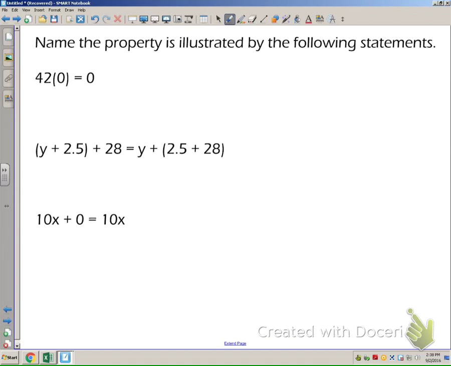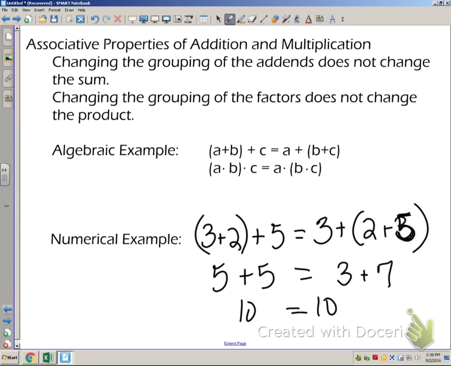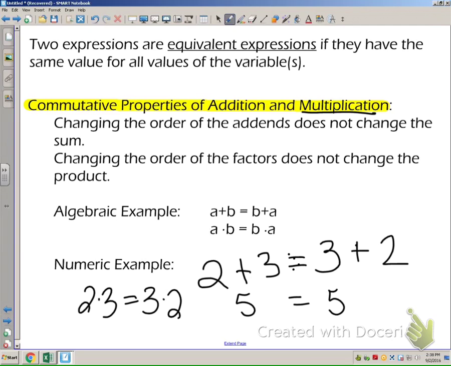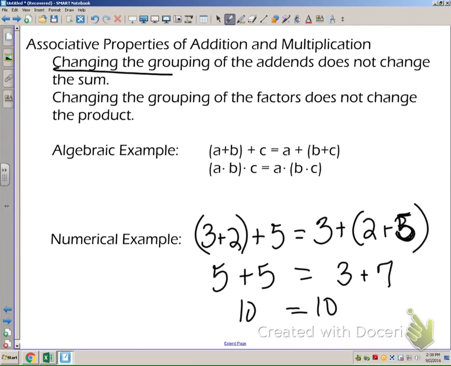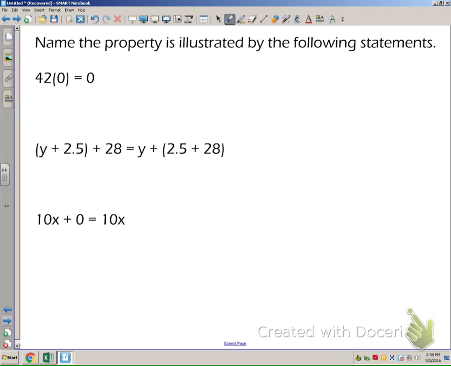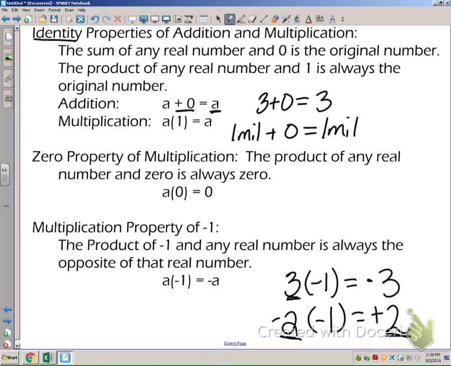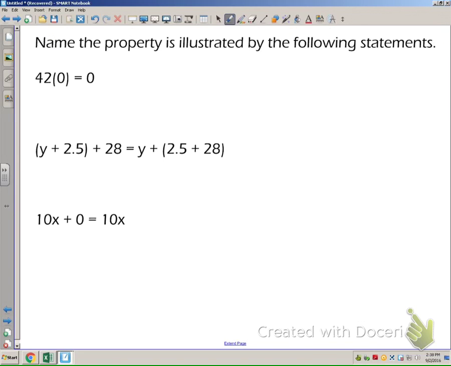I always go back to those first two, I think they're the most confusing: the associative and the commutative. Remember, the commutative property changes the order. The associative property changes the grouping. So looking at these, clearly I'm not changing the grouping or the order here because I end up with something totally different. So I know that this has to be one of these other properties, and of course it is the zero property of multiplication. Look at what we're doing. We're multiplying something by 0 and we're ending up with 0, so this is the zero property of multiplication.